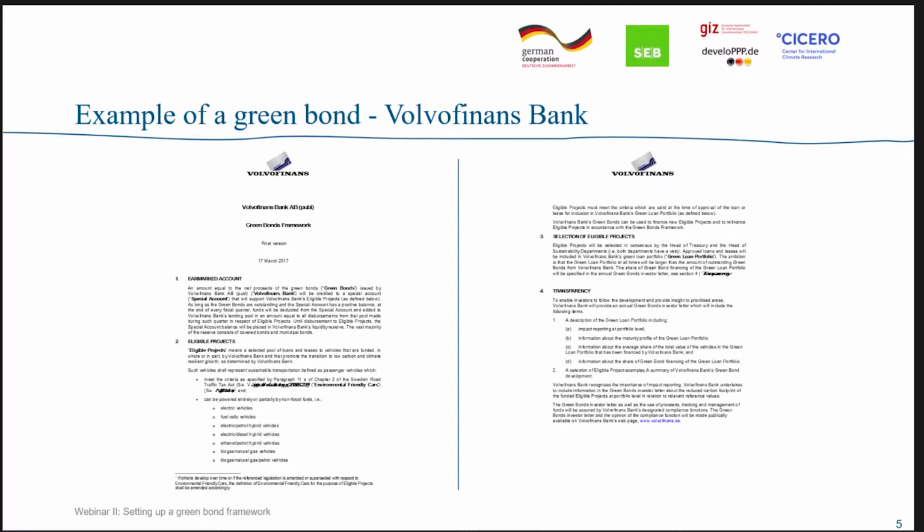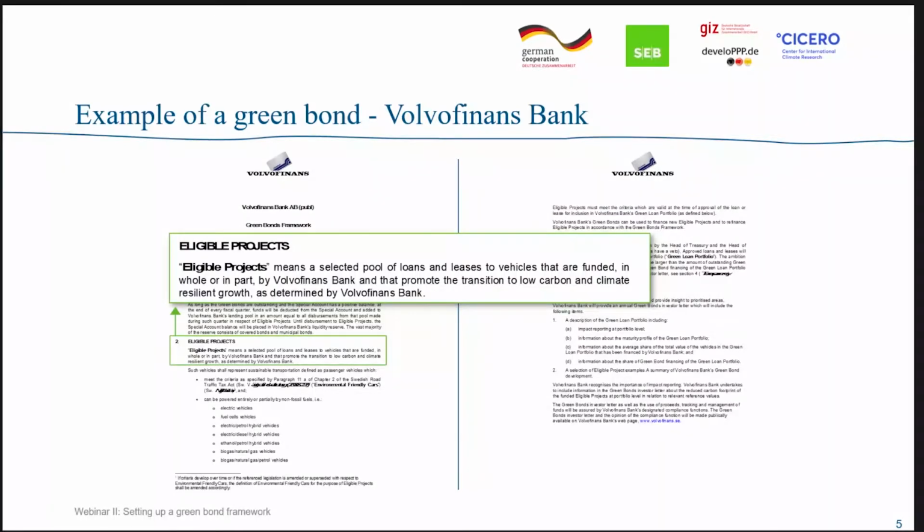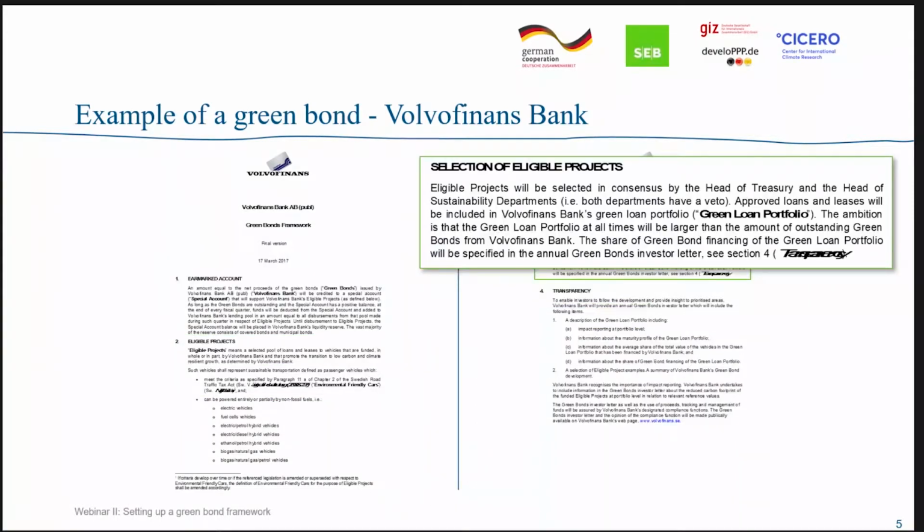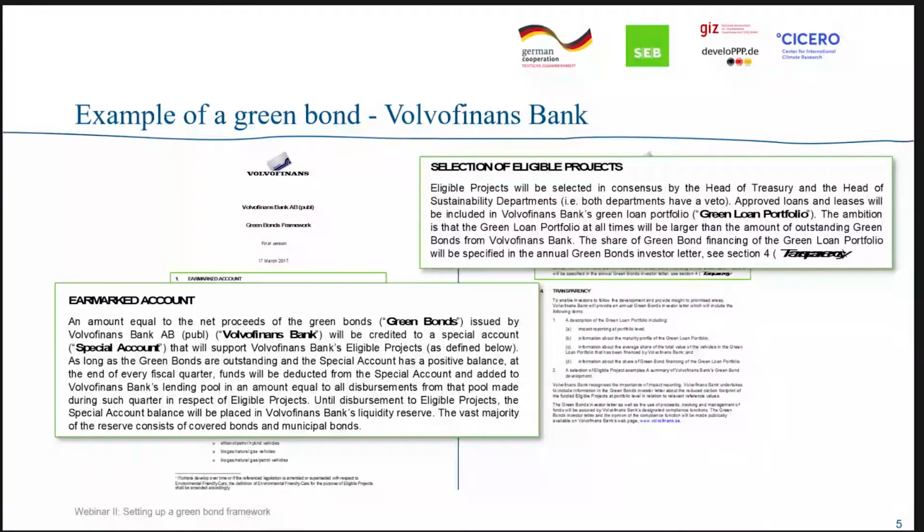In the Volvo Finance green bond framework, the eligible projects are defined as a selected pool of loans and leases to vehicles that are funded in whole or in part by Volvo Finance Bank and that promote the transition to low carbon and climate resilient growth as determined by Volvo Finance Bank. Here you can see a list of cars that are eligible for these loans and leases. As per the green bond principles, the Volvo Finance green bond framework also outlines their selection process whereby the head of Treasury and the head of sustainability must reach a consensus, a process for earmarked accounts, and a plan for impact reporting.